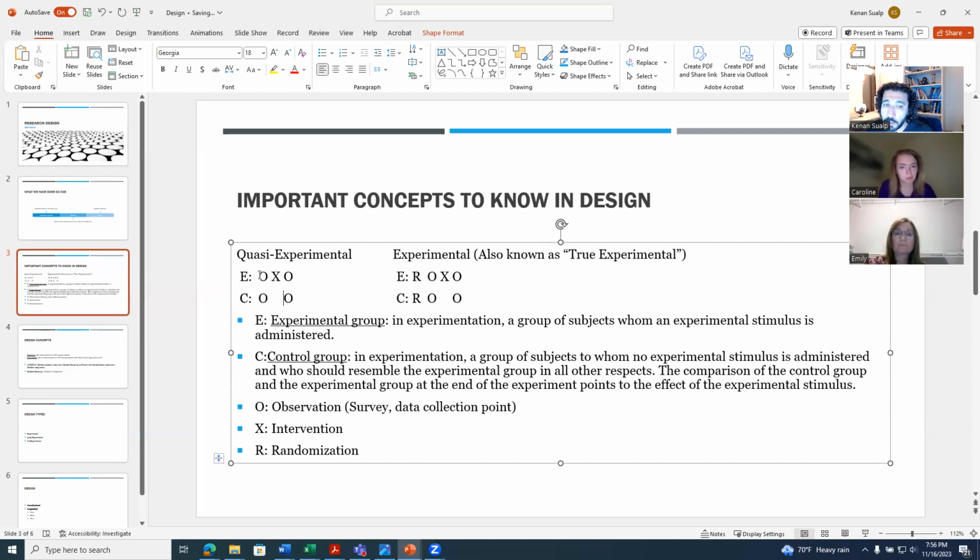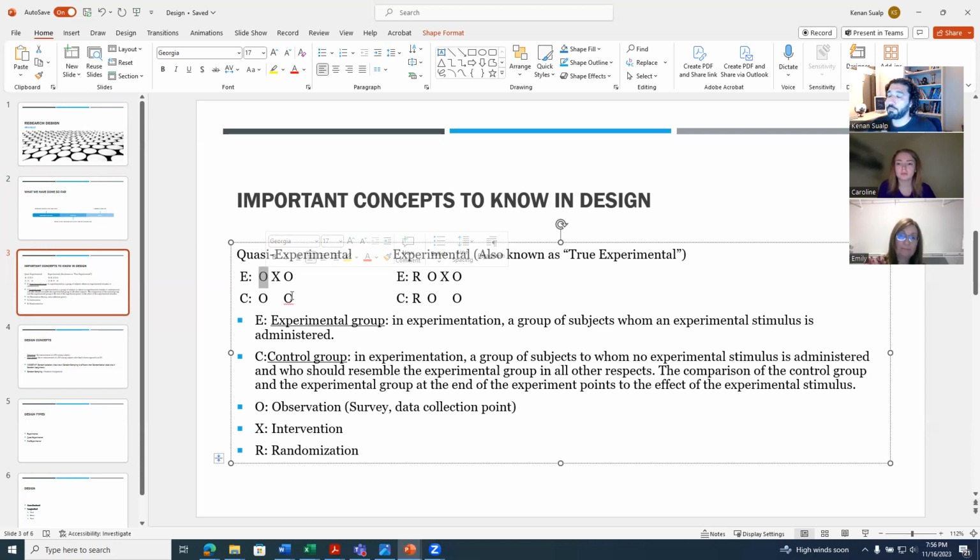All right. So again, in the experimental design, we see the same symbols, right? E is the experimental group, C is the control group. And we learned about X, right? X is the intervention. What about O? What does O mean here? O is the observation.